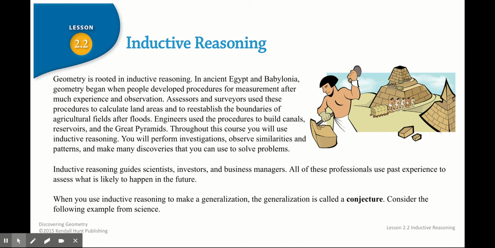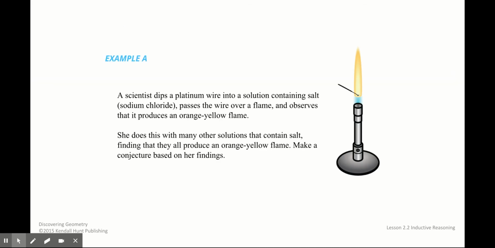In geometry, we often think about that and we'll make a conjecture unless there's a counterexample that we can show to prove that it's wrong. So here's another example of a scientist dipping a wire into a salt solution, and every time puts it over the flame, it's orange yellow. And so a conjecture might be that if I dip the wire into a salt solution and then I put it over the flame, I will get an orange yellow flame, right? And a counterexample might be if I put it in some sort of salt solution and I got a different color, then that would disprove it.